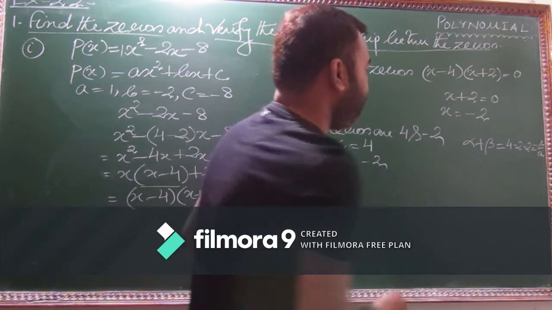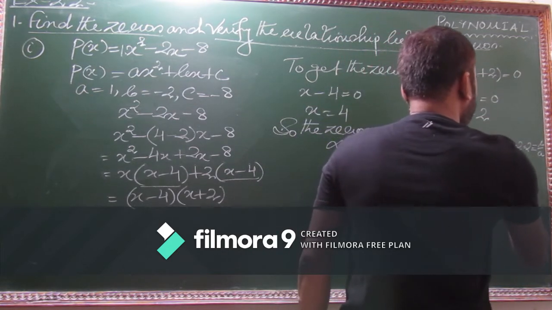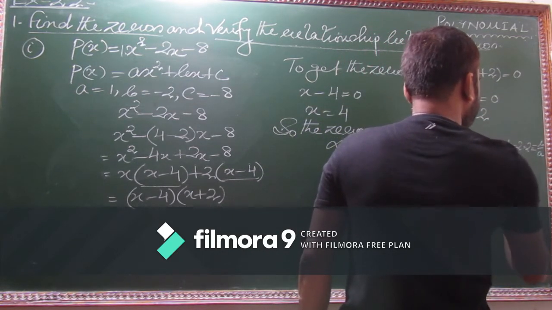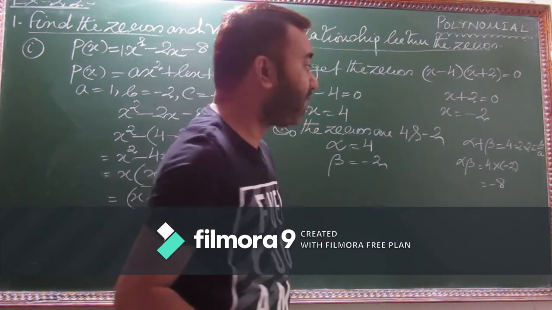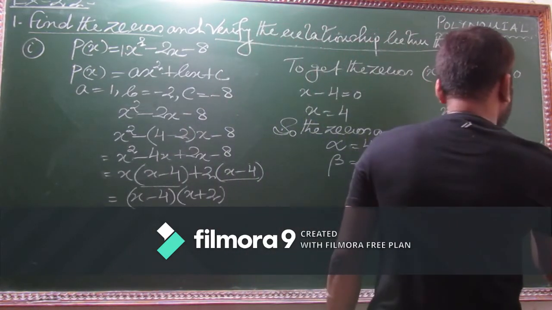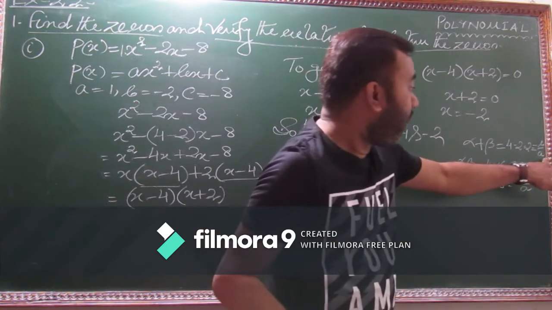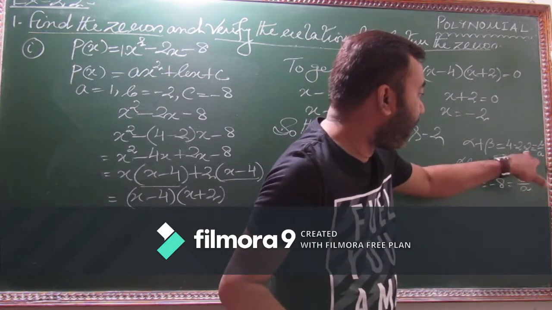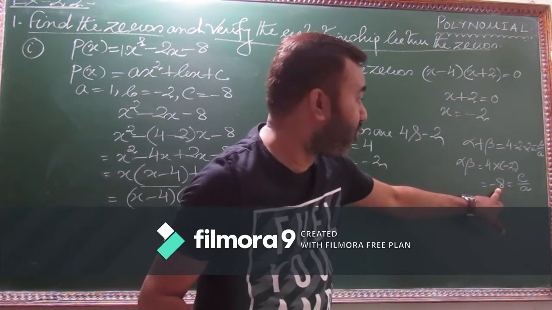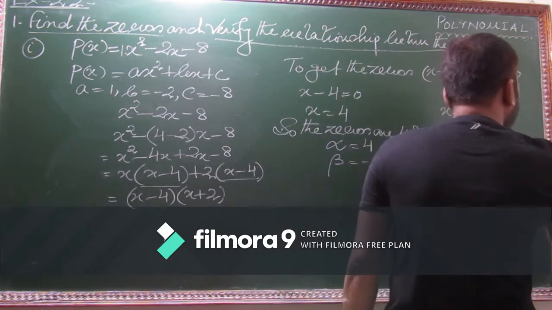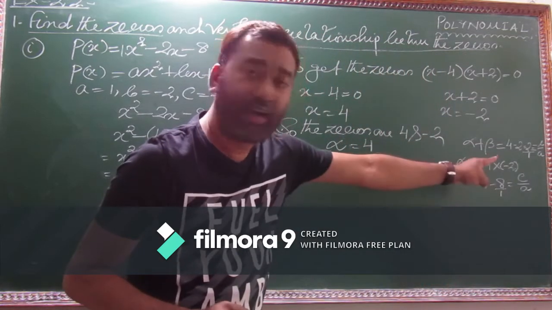Now alpha into beta is equal to 4 into minus 2. This is minus 8. And what does it mean? Minus 8 means c by a. Now there is nothing in the denominator of either, so I am going to take the denominator as 1. So what is a? A is equal to 1.